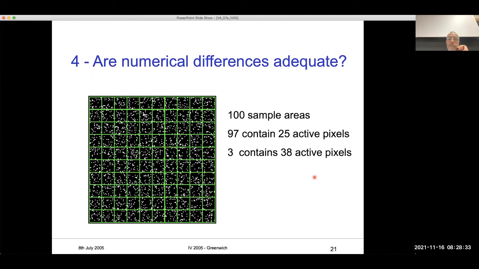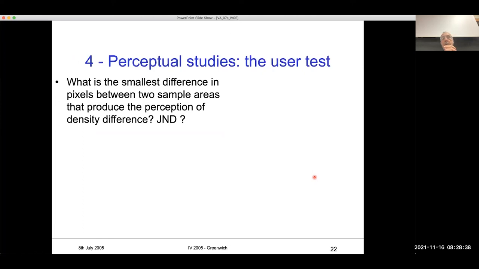So we started some user studies. We pioneered the idea of answering this question: what is the smallest difference in pixels between two sample areas that produces the perception of density difference? What is the increase that we need to do that? The just noticeable difference.